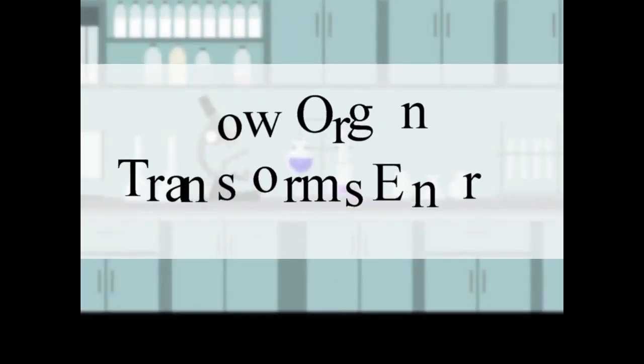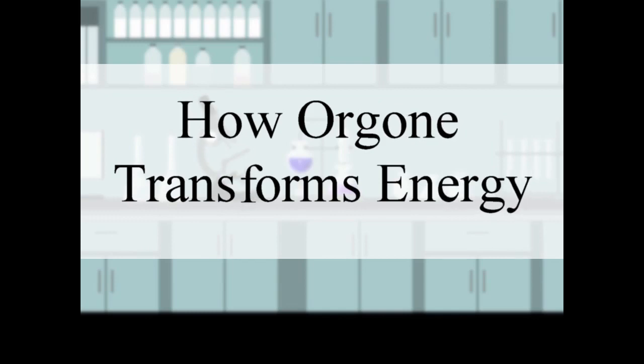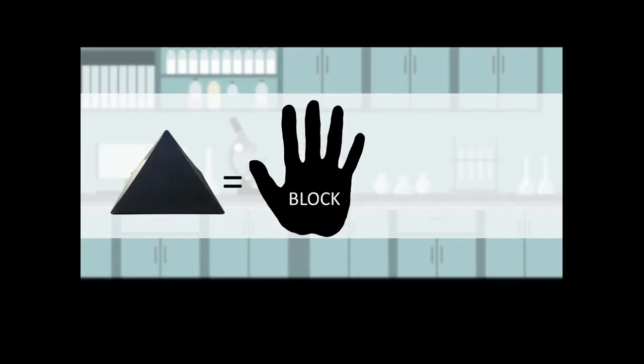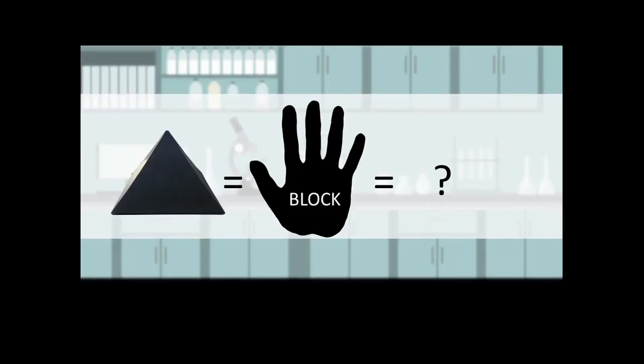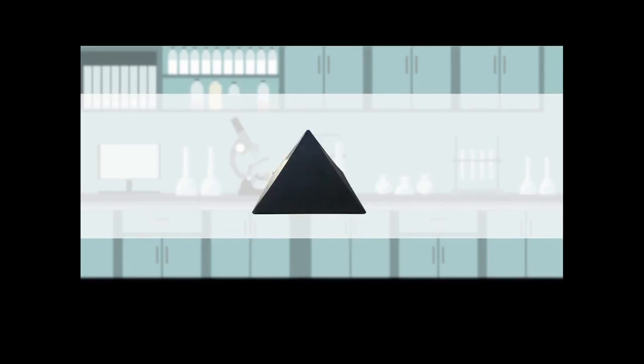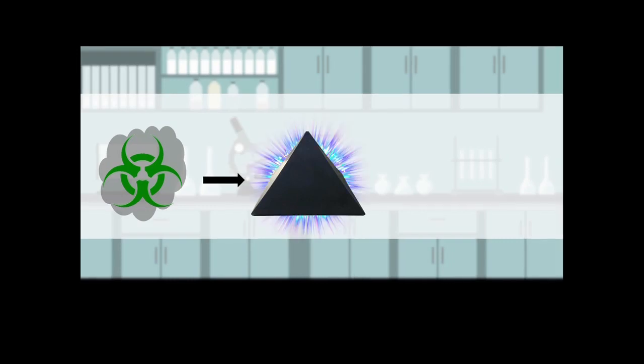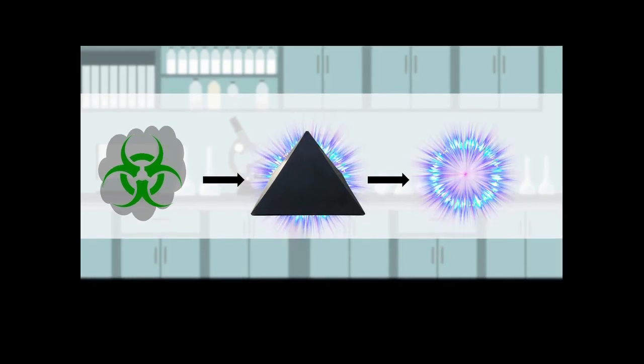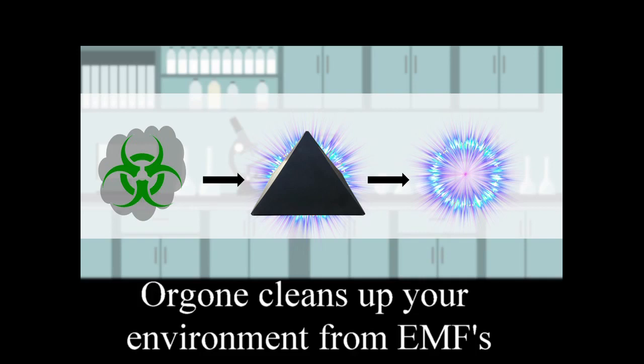Here is how Orgone transforms energy. Some people might think that Orgone blocks energy, but it's actually a lot more complex than that. You see, what Orgone energy does is it takes energy that is harmful and it transforms it into energy that is beneficial. So it cleans it up, kind of like a sewage treatment system can clean up or transform waste.